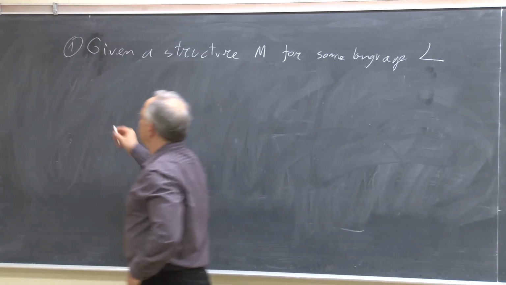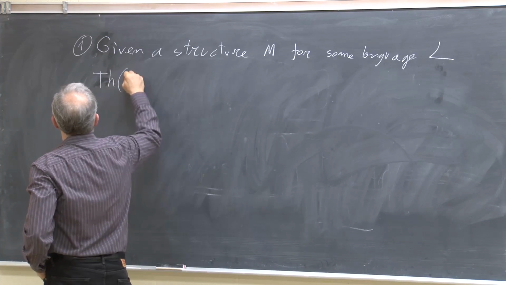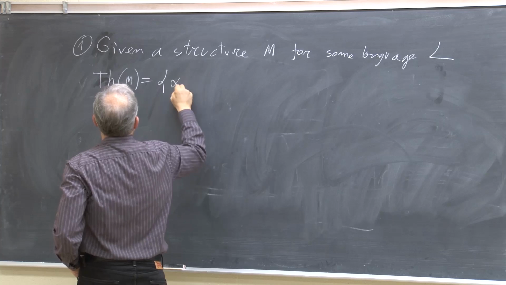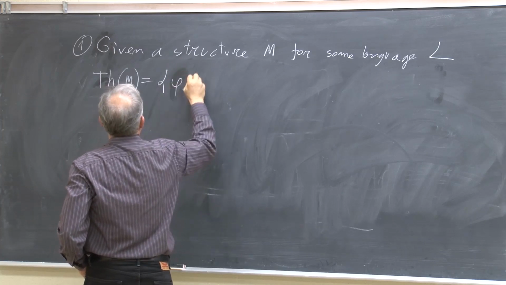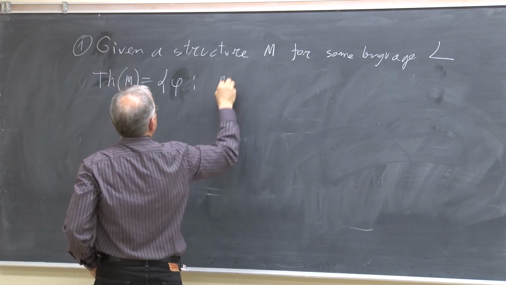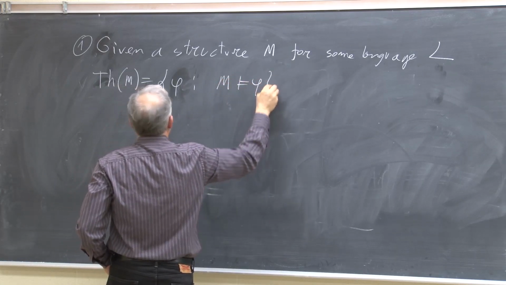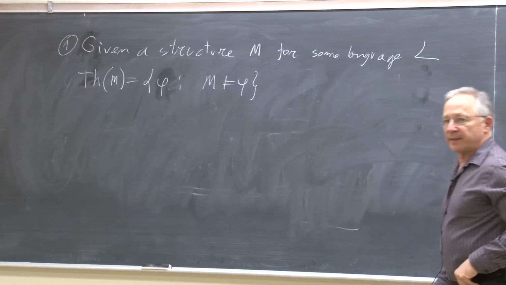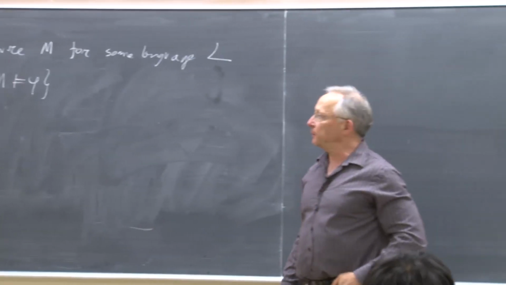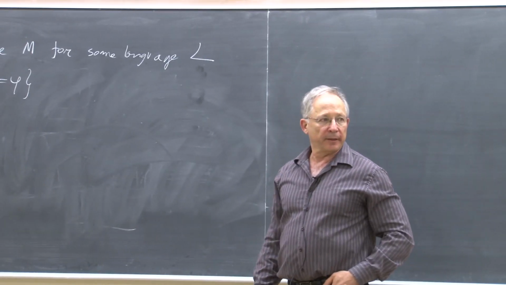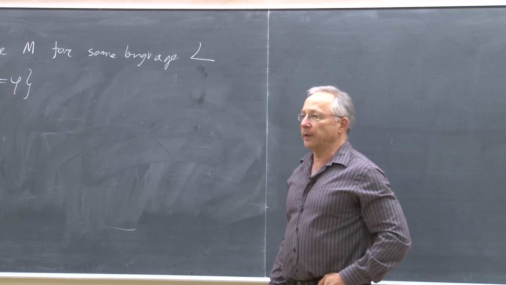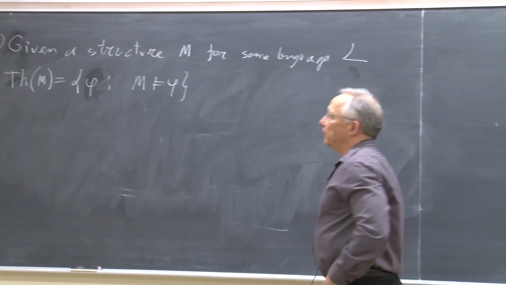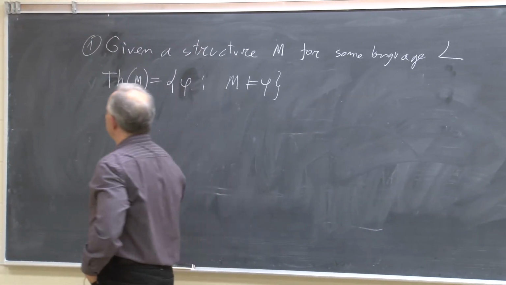We denote the theory of M as the set of all formulas phi, or alpha, or whatever you want to call them, such that M satisfies phi. Usually it will be sentences, all the sentences, with no free variables, such that the model satisfies phi. So that was the notion of the theory of a structure. And you have a question about it in the assignment. And then we talked about the theory of the structure N.